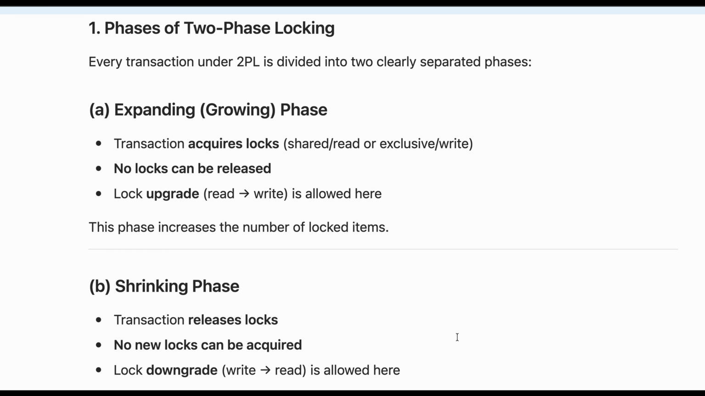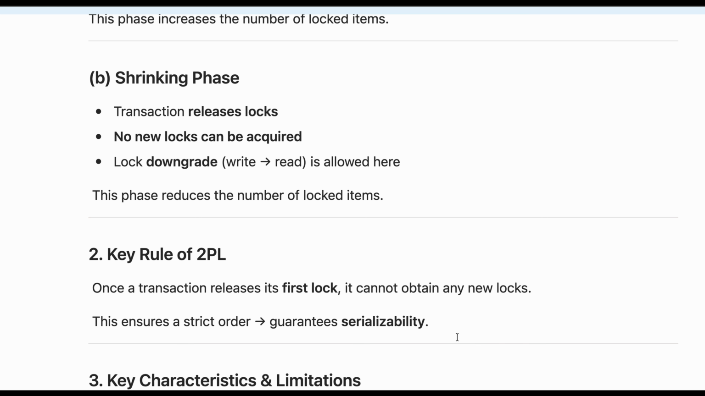The second phase is the shrinking phase. In this phase, the transaction releases locks. No new lock can be acquired here. Lock downgrade from write to read is allowed. And now the most important rule is that once a transaction releases its first lock, it cannot acquire any new lock. This ensures proper ordering and guarantees serializability.